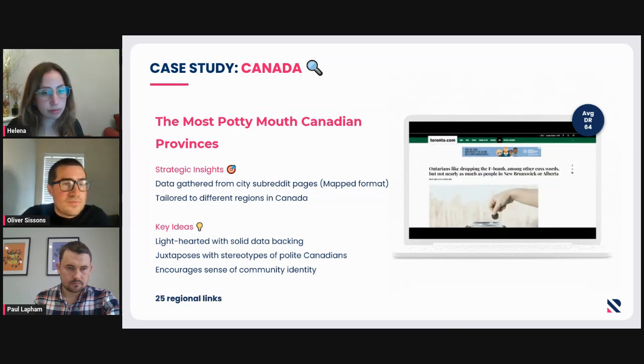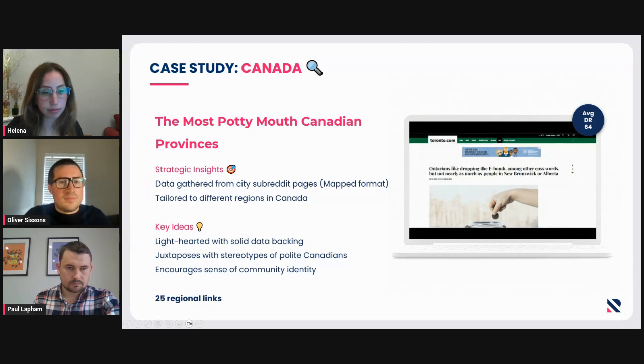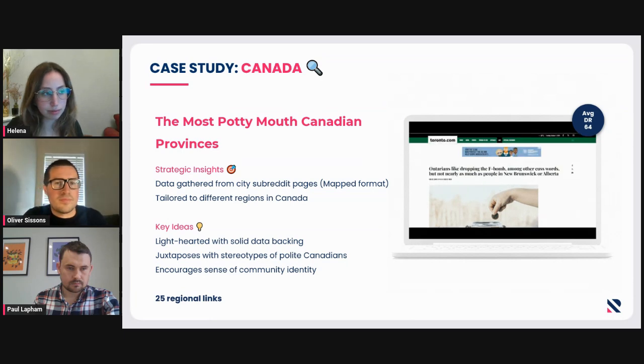It also has a mapped format, so we're comparing different regions and different cities, which, as has already been shown, is very popular also in the Canadian press landscape. So it's tailored to the different cities and encourages that kind of sense of tribalism to get people talking while still being light-hearted and not too dramatic.